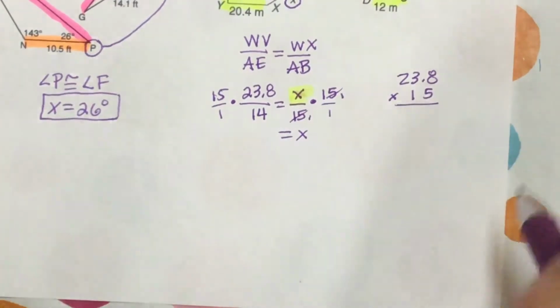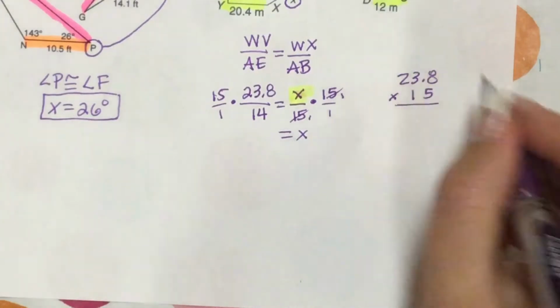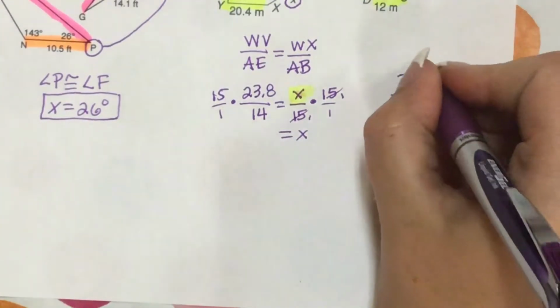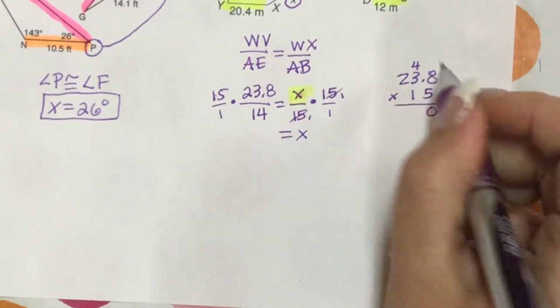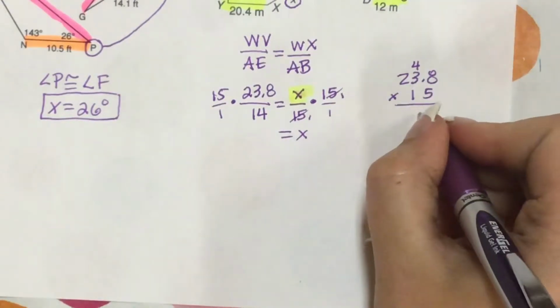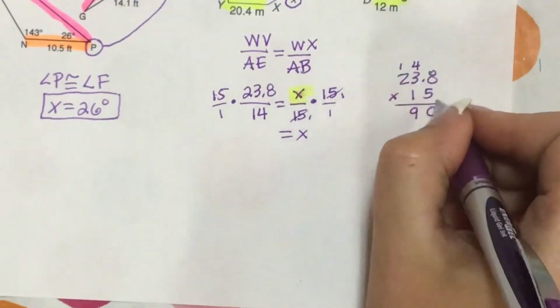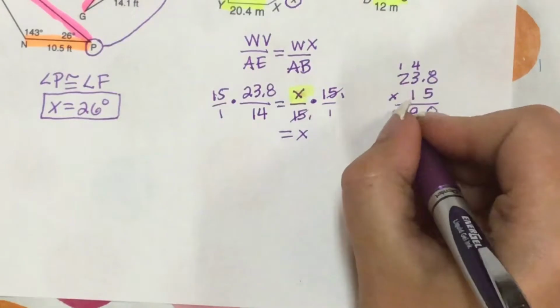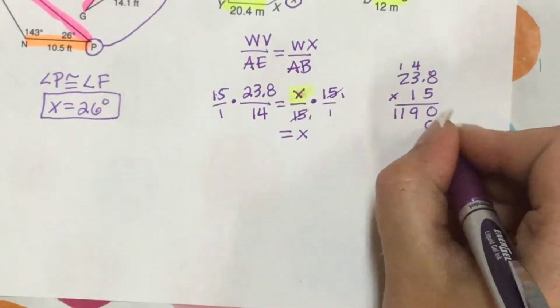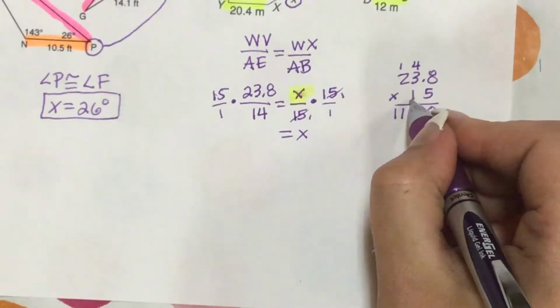And just do that problem. So 5 times 8 is 40. I'm going to write the 0, carry the 4. 5 times 3 is 15, plus 4 is 19. Write the 9, carry the 1. 5 times 2 is 10, plus 1 is 11. Then I'm going to write a 0 because I'm going to the tens place.